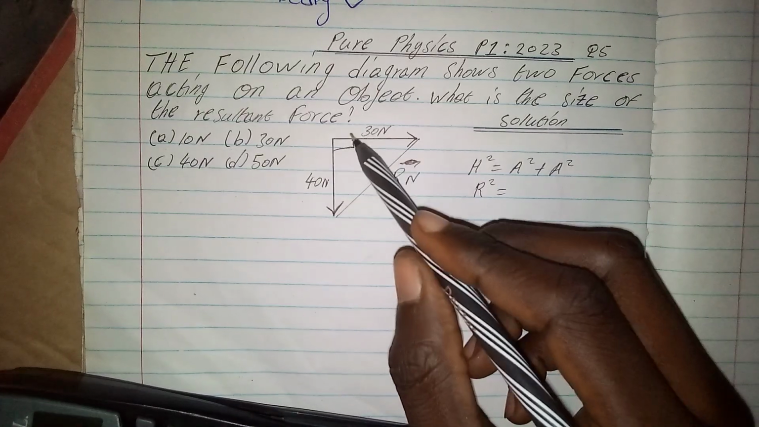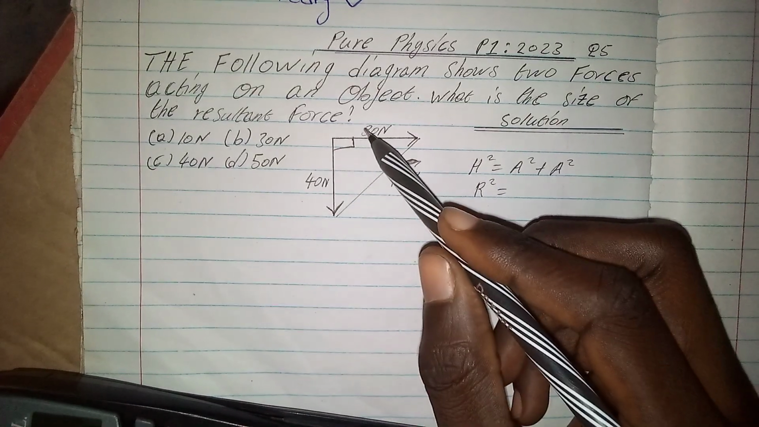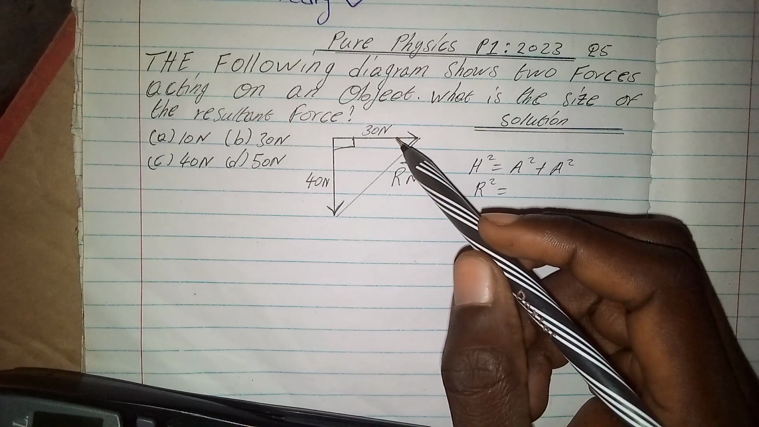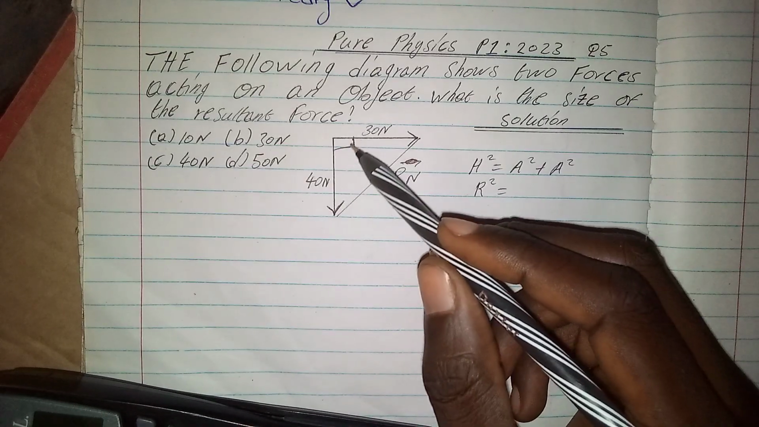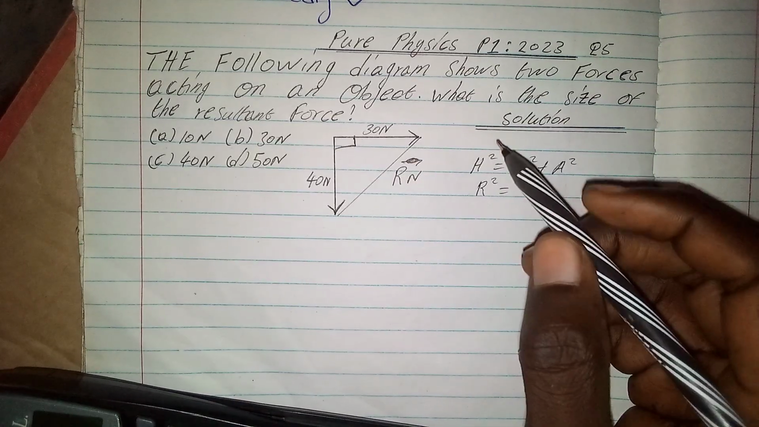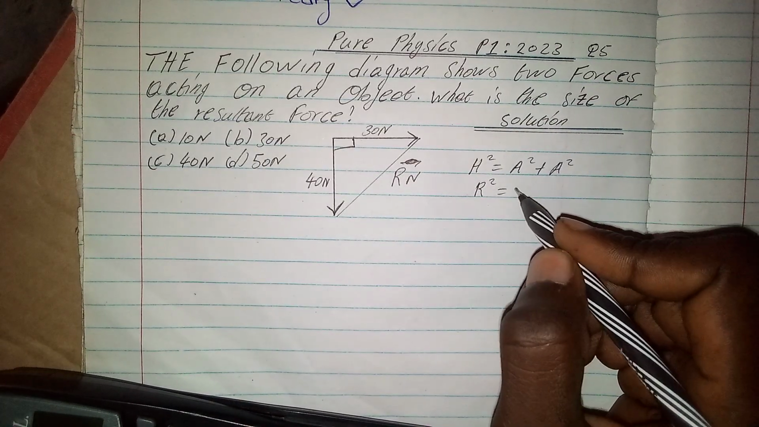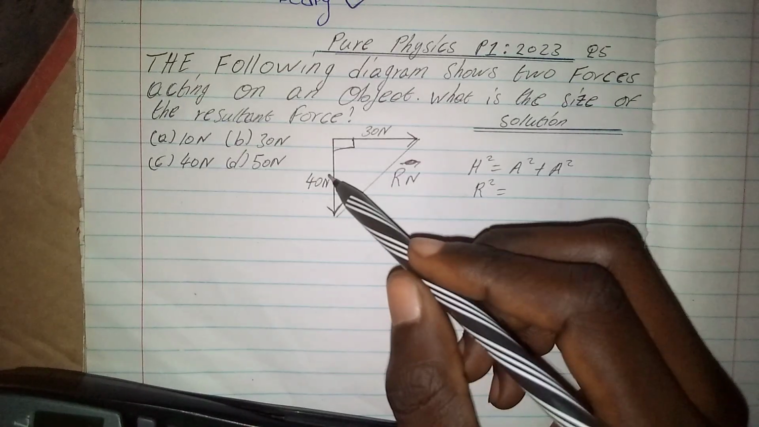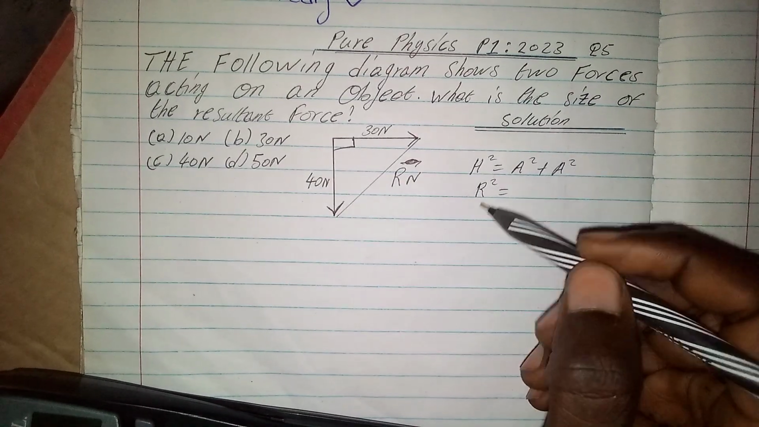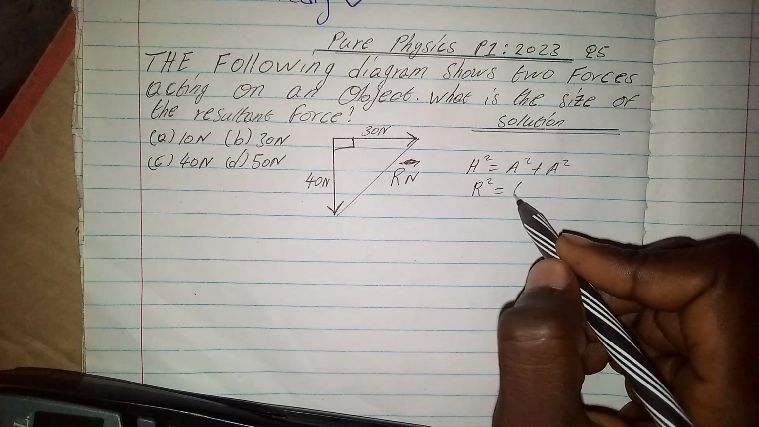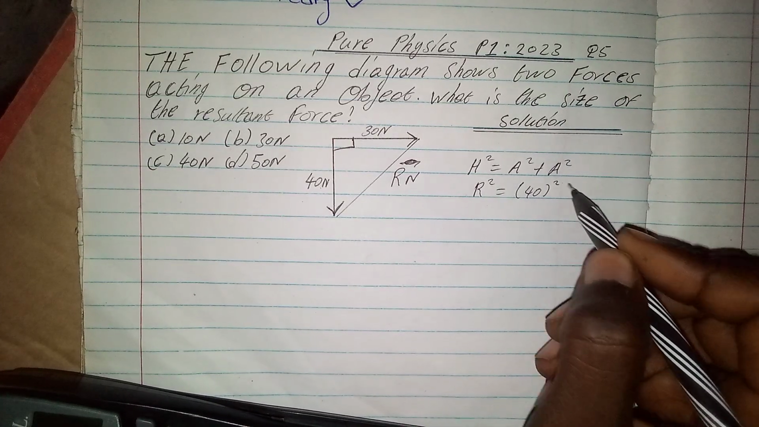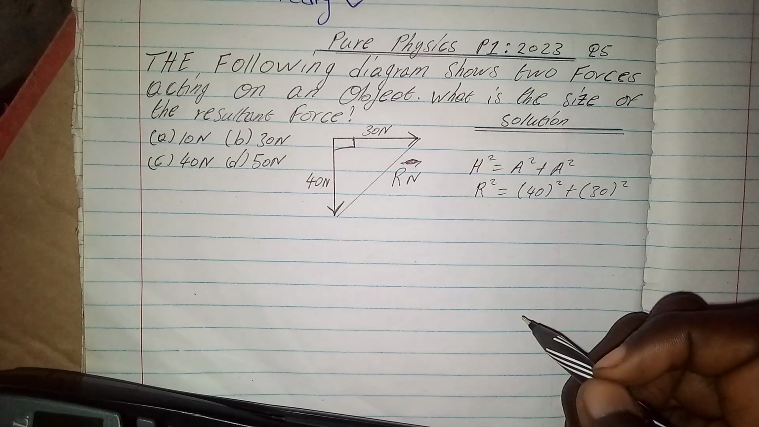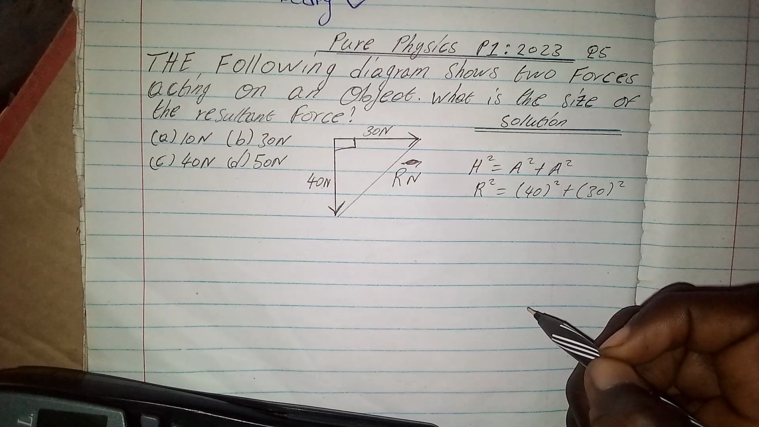Now if you look at our forces given here, you'll see that they are both on the adjacent parts of the triangle. So we just get our 30 there. You can start with any, there's no need to worry, you can start with this one or this one, it won't change anything. So you can say 40 squared plus 30 squared. Okay, hope you can see clearly there.